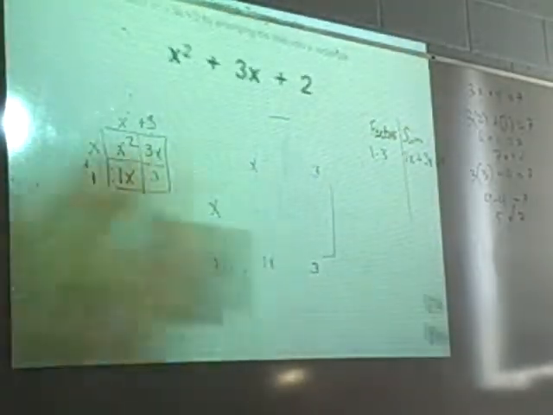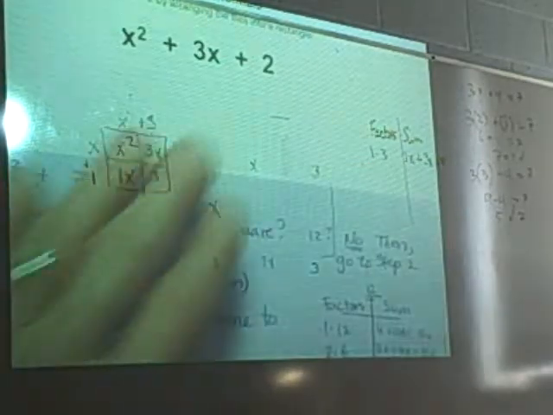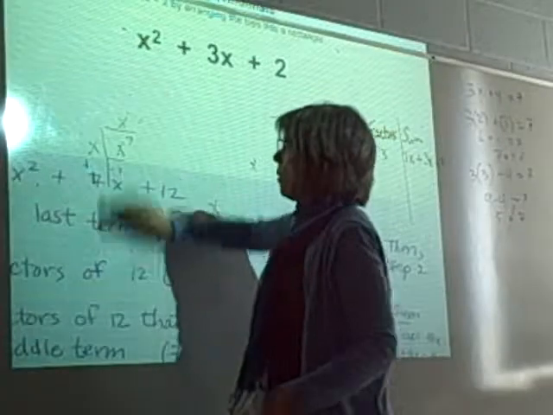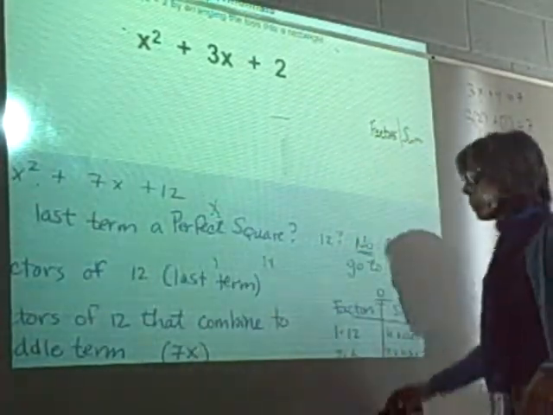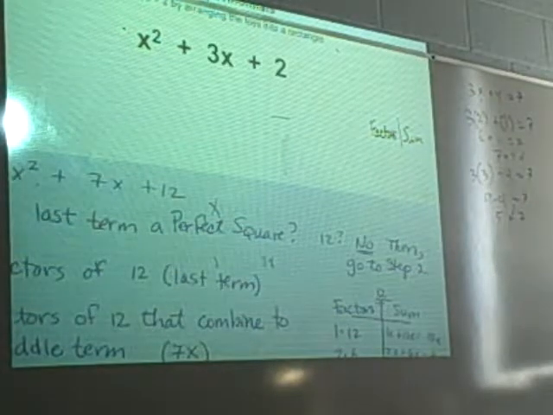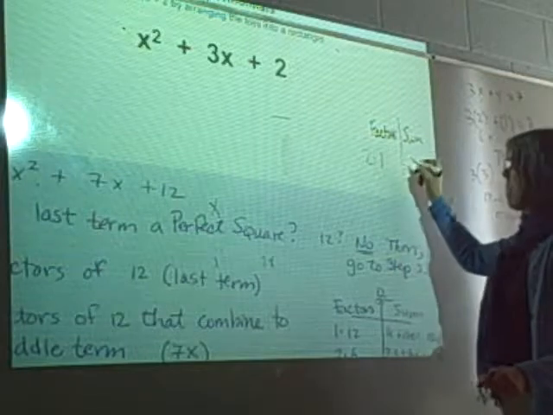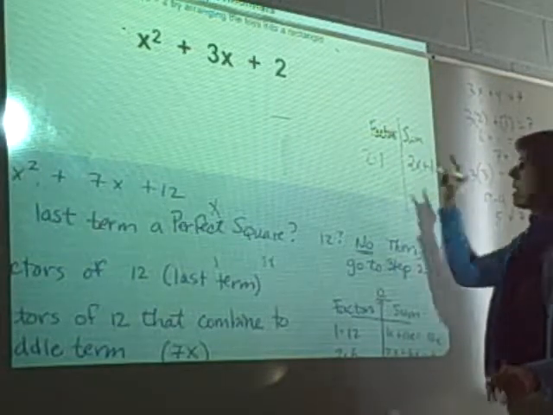Oh, this one actually is pretty easy. All right, how about if I did x squared plus 3x plus 2. What are the factors that will work? 2 and 1. Yeah, 2 and 1. If there are no factors that add up, it doesn't simplify any further. This is going to be 2x plus 1x, right?